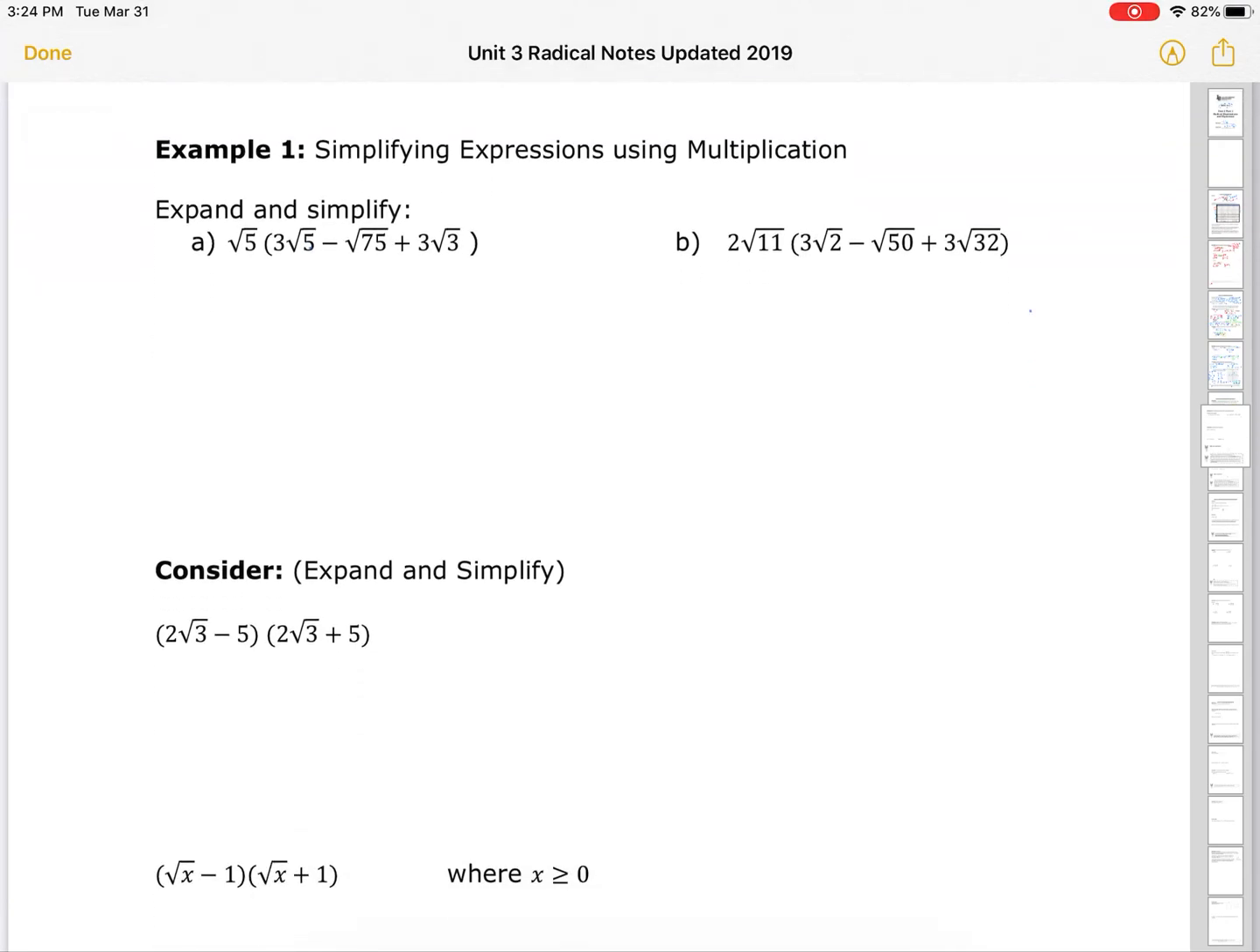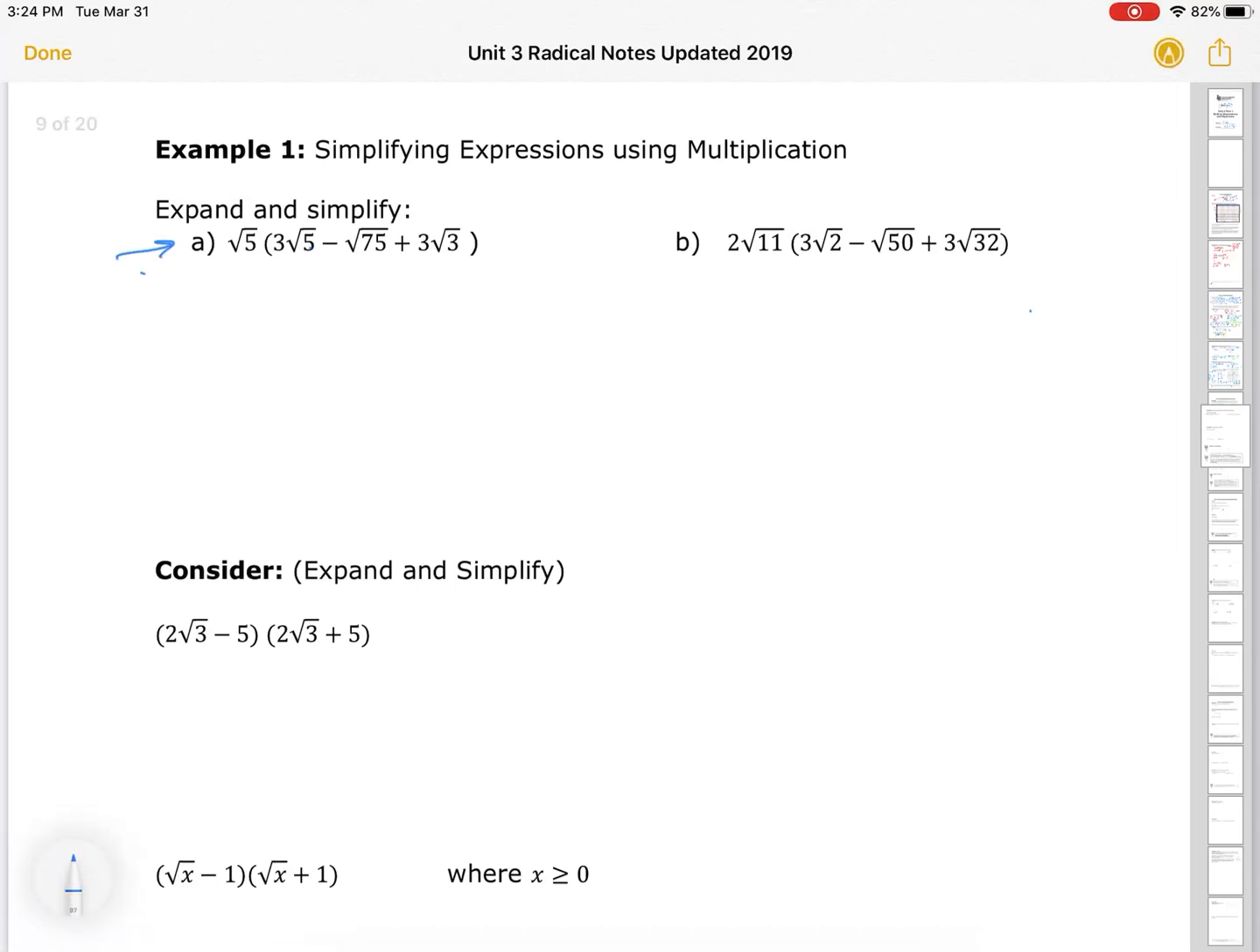So we're going to do some simplification using multiplication. Big thing to remember is it's coefficient times coefficient and radicand times radicand. And one of the common errors is people over multiply. They multiply many times, and you need to avoid doing that. So just keep that in mind. So here we're going to expand and simplify.